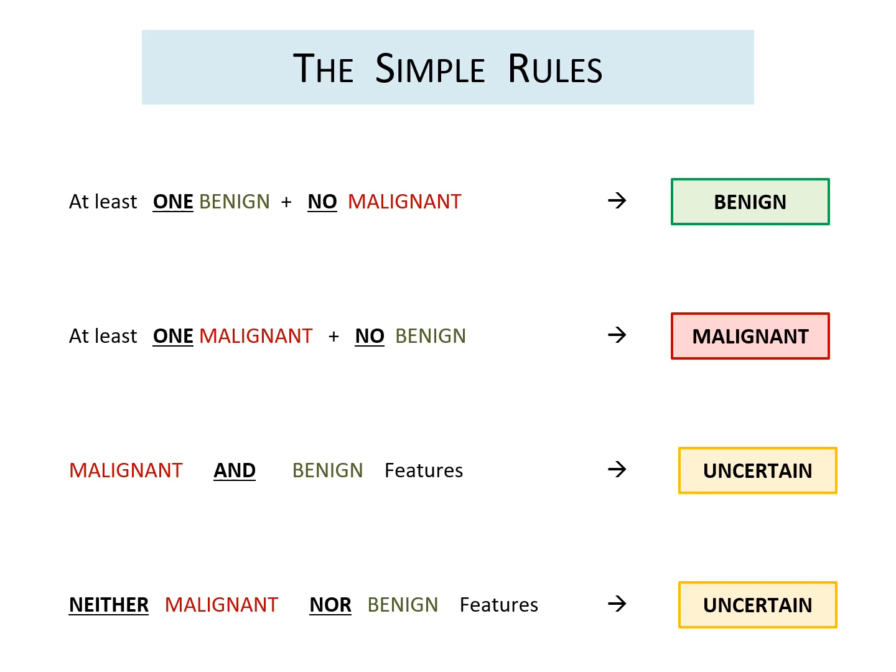When you have at least one benign feature and no malignant feature, you call it a benign tumor. When you have at least one malignant feature and no benign features, you call it a malignant tumor. When there are both benign as well as malignant features which are overlapping, you cannot be certain of the diagnosis. Also when there are neither specific malignant nor benign features, you cannot be certain of the diagnosis.